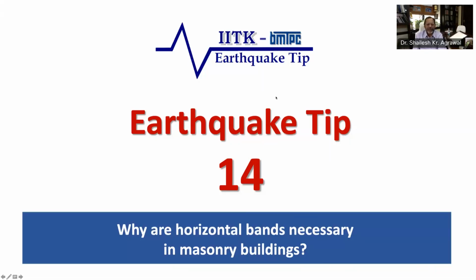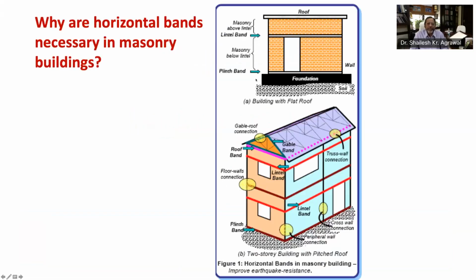This earthquake tip number 14 is on why are horizontal bands necessary in masonry buildings. Horizontal bands are the most important earthquake resistant feature in masonry building, which will be explained to you now. The horizontal bands are normally provided to hold the masonry building as a single unit by tying all the walls together and are similar to close belt provided around cardboard boxes. Remember, box-like integral action? These bands help building act together like box during ground shaking.